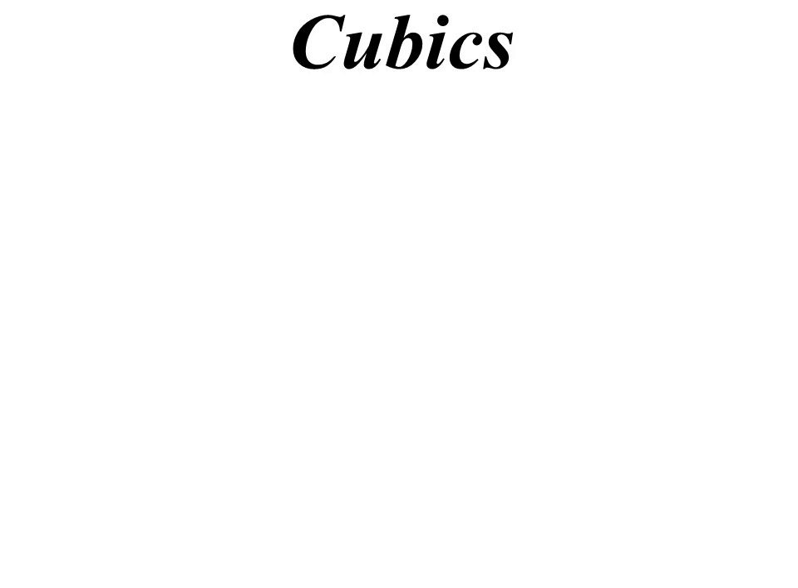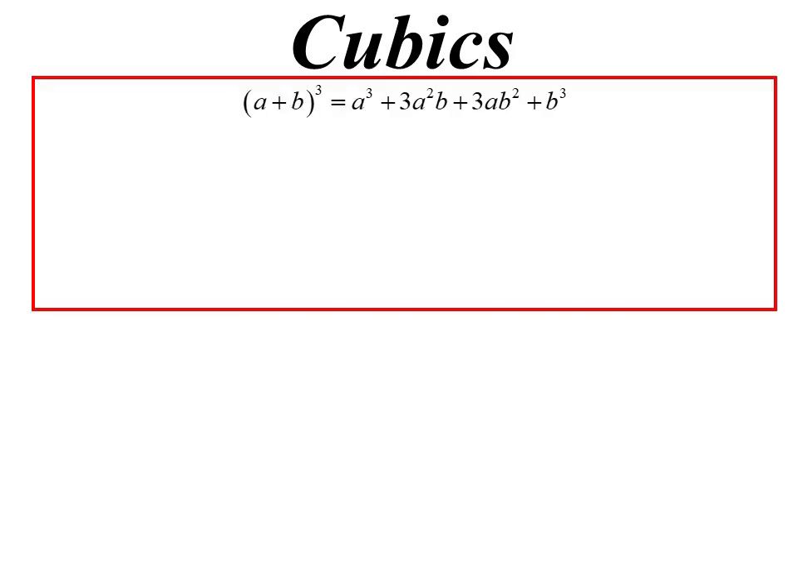Let's take a look at cubics. The perfect cube: a cubed plus 3a squared b plus 3ab squared plus b cubed. Now, I don't know if you've ever thought about it. In fact, I could even take this back to the quadratic.